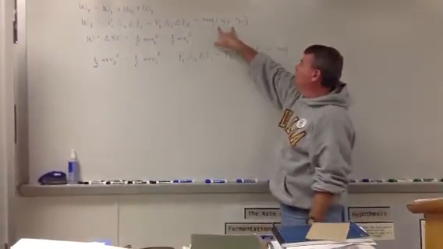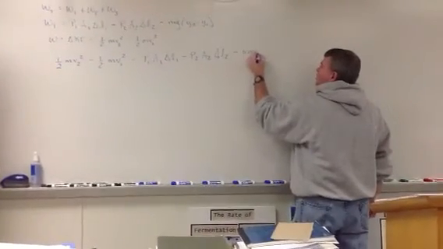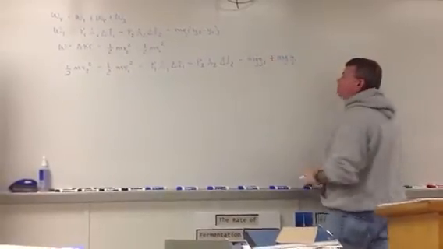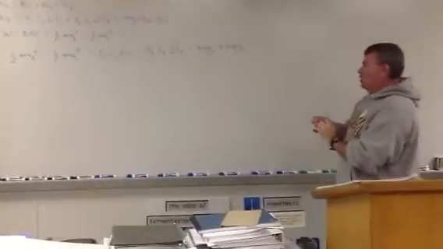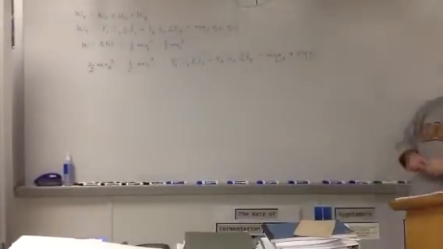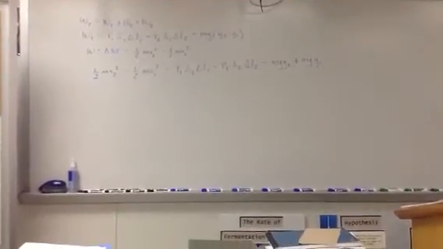I'm going to go ahead and distribute this through to get two terms: mass times gravity times Y2 plus mass times gravity times Y1. Now, we have a mass in 4 of the terms, and we want to get rid of that mass, so we're going to make a substitution.